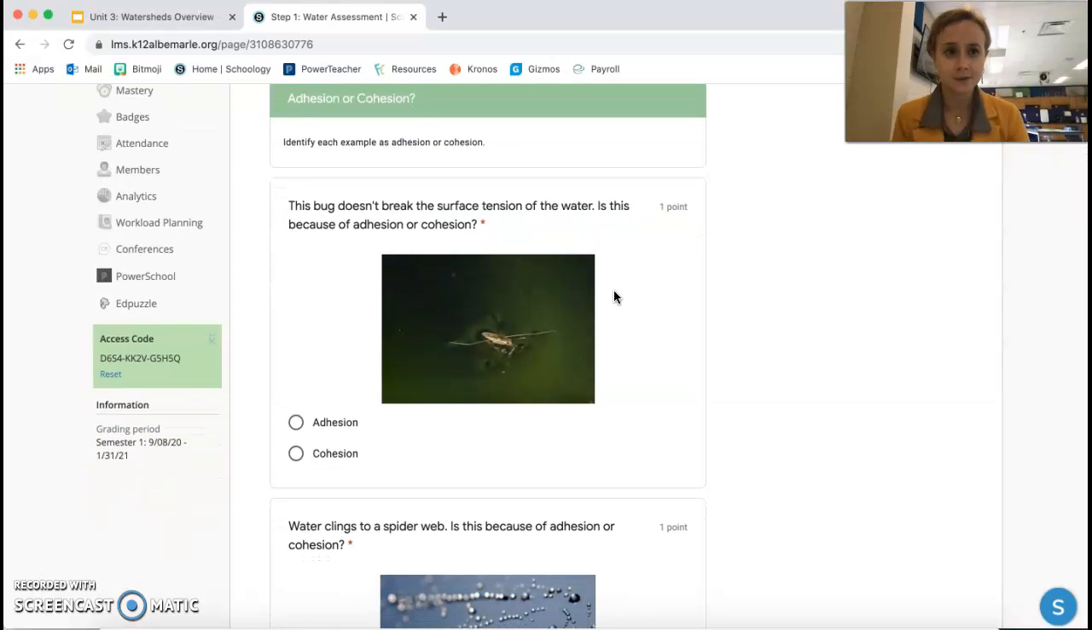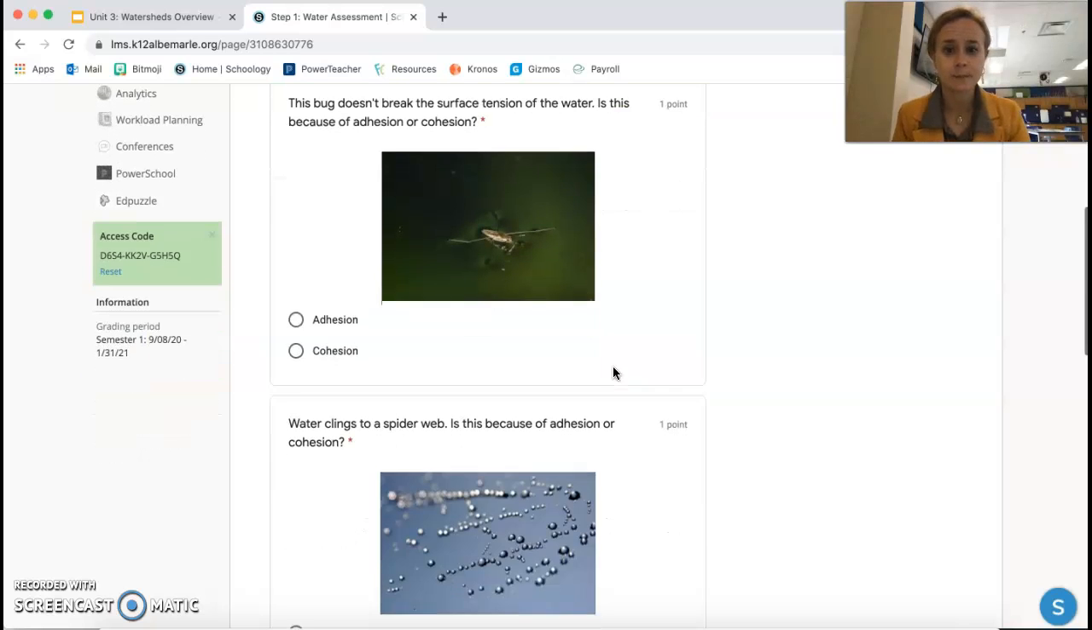All right, the next question. This bug doesn't break the surface tension of water. It kind of walks on the top of the water because the water has high surface tension. Is this because of adhesion or cohesion? Is surface tension caused by adhesion or cohesion?